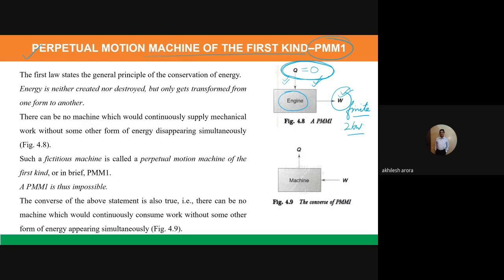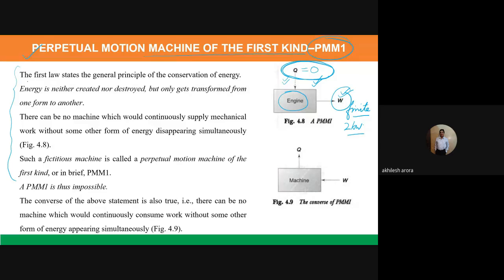So how can you expect any engine to give us work output when we are not supplying any form of energy to it? It's impossible. So that is why we call it a sort of perpetual motion machine which does not exist. It is a sort of fictitious machine. So this is what is written here in these few lines.